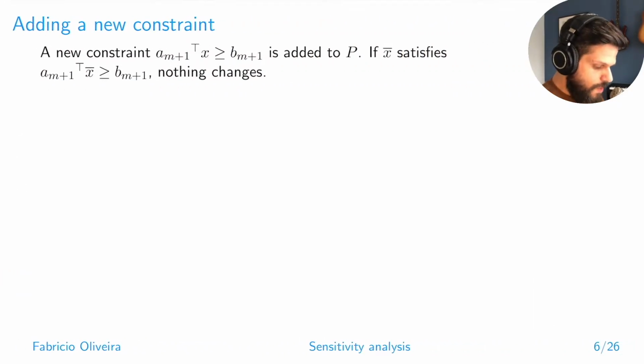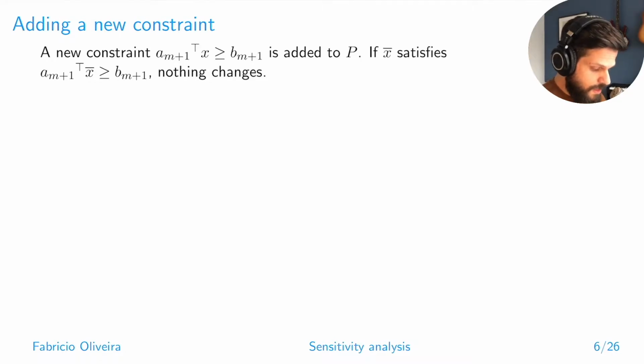The case when you're adding a constraint is a bit more complicated, and it's just because the addition of a constraint changes the size of your basis, the basic matrix, right? So let us suppose now that we have this new constraint. Now it's like I'm adding a row to my matrix A, and the constraint is like such, and I'm adding it to P. So if my current solution satisfies the constraint, then there's nothing interesting happening, because that just means that this is a redundant constraint and nothing is going to change at all, right?